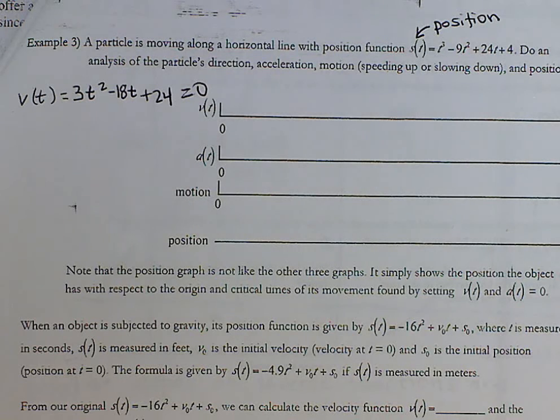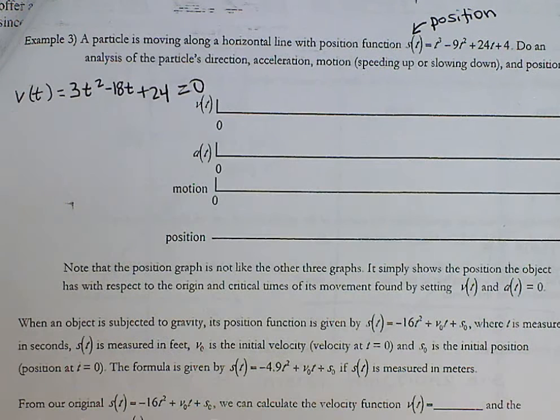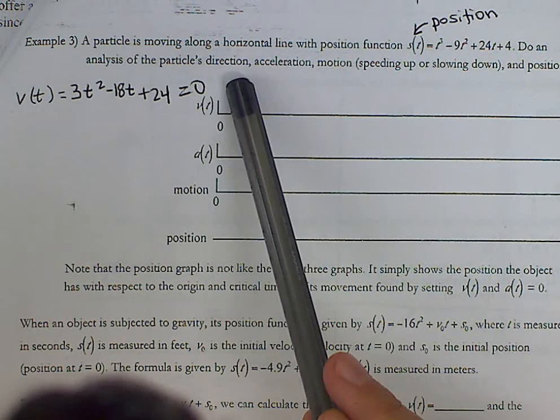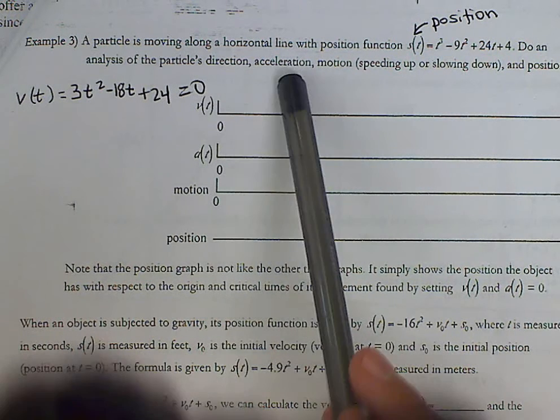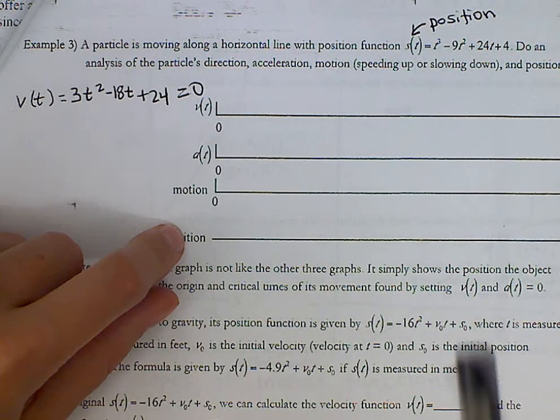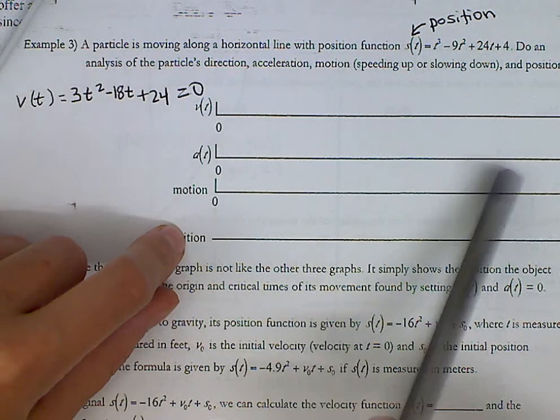We're going to do example 3 here, which is very similar to your homework tonight. In the homework, it wants you to do an analysis of the particle's direction, which is the same as its velocity, its acceleration, its motion, which means speeding up or slowing down, and the position. So for your homework, you can make similar charts to exactly what we're going to do now.